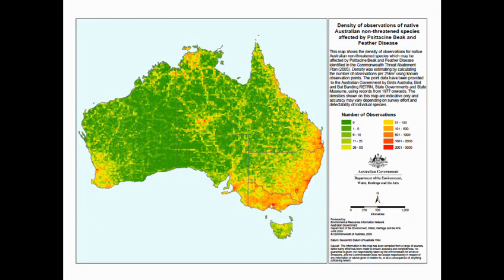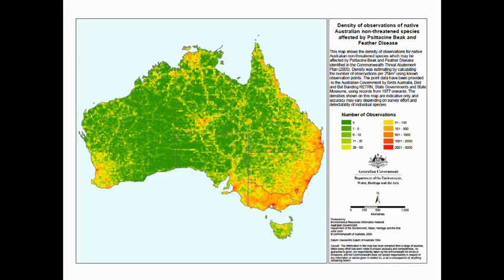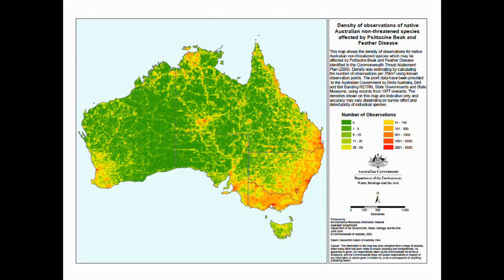And this is giving an indication of some of the information that's been gathered by Wildlife Health Australia, looking at the frequency or observations of the beak and feather disease that's occurring.